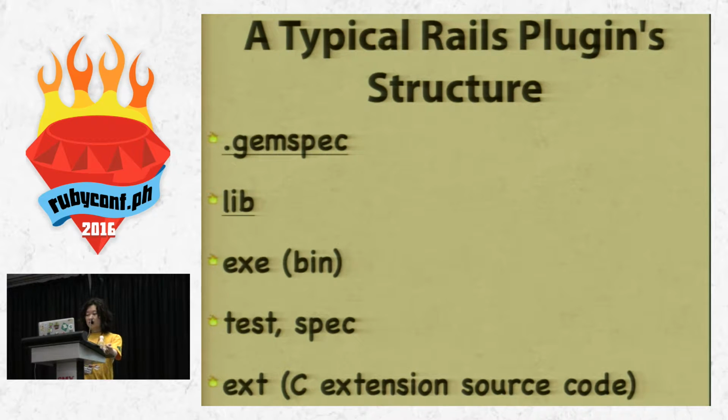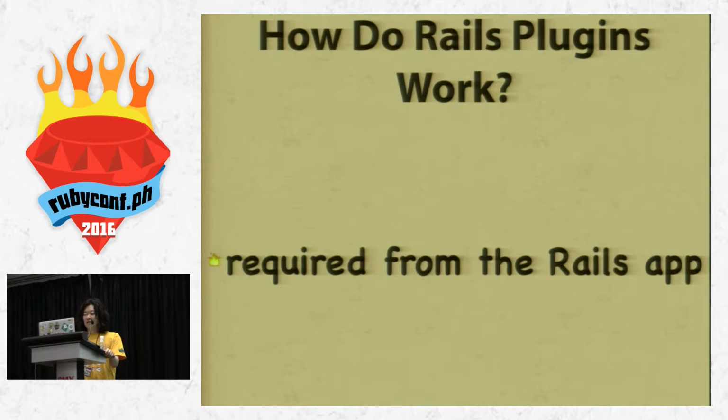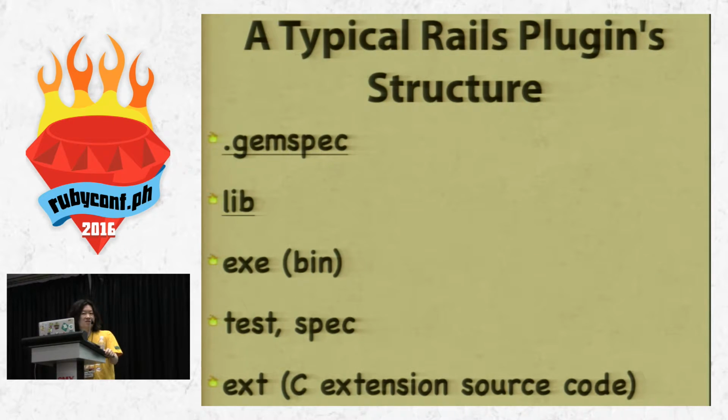So the most important file in a Ruby gem is, I think, a file called gemspec. And the next thing is the lib directory. The gemspec is just a spec. It includes some dependencies, the name, description, etc. And about the lib directory, I'm going to talk about the lib directory.